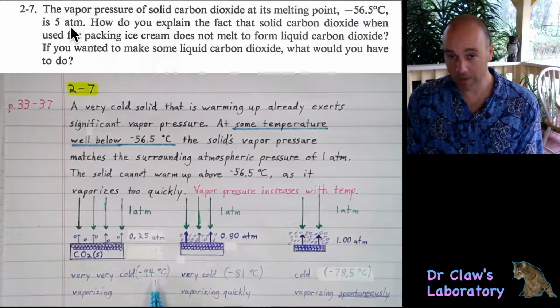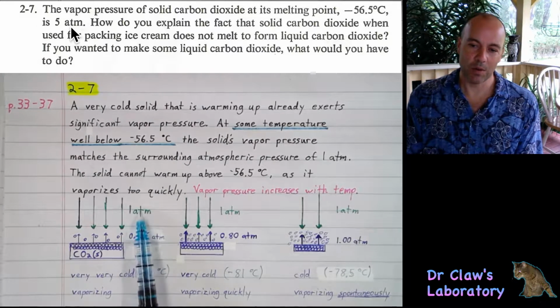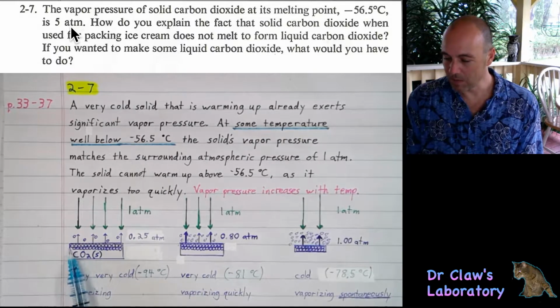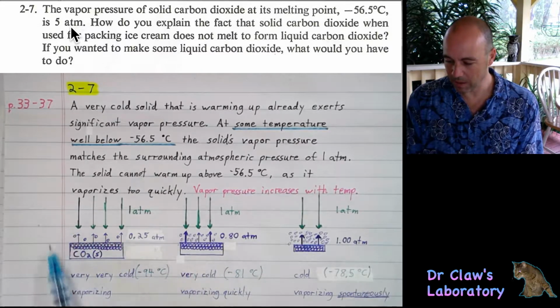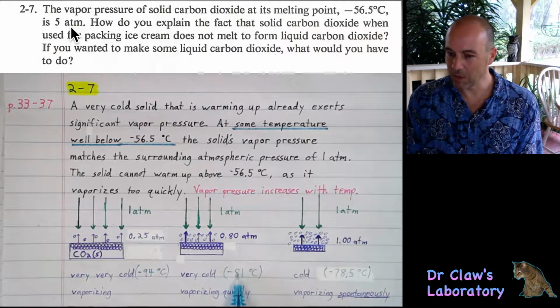Now at 94 degrees Celsius, it's still vaporizing, but only with a pressure of 0.25 atmospheres, and that's lower than the surrounding atmospheric pressure of 1. So the solid will warm up, it will be vaporizing as it warms up, and so by the time it reaches negative 81.0 degrees Celsius, it's still very cold.